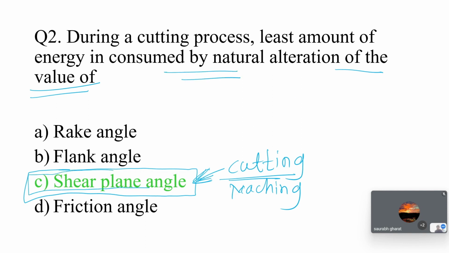So this is the actual machining angle, and this is where the actual power is put. This is the actual power we put here only. So the least power will be consumed. Energy means power: the amount of energy you're putting is the amount of power you need to put into the machine. So this is the shear angle or shear plane angle.